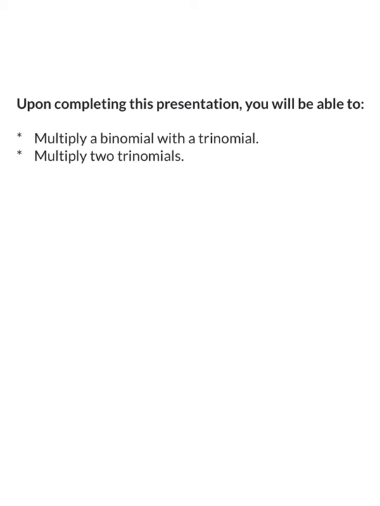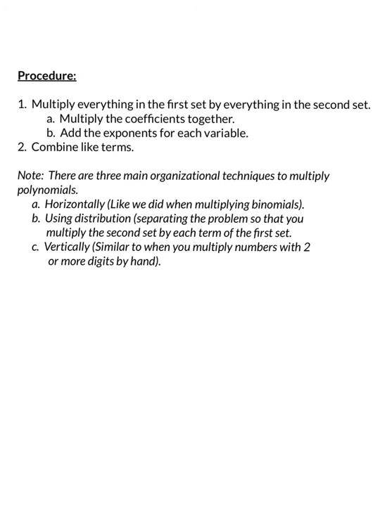Upon completing this presentation, you will be able to multiply a binomial with a trinomial and multiply two trinomials. Just like in all the other ones that we've talked about, we're going to use the basic idea of what it means to multiply polynomials together. The trick for this is multiply everything in the first set by everything in the second set. For each term, we want to multiply the coefficients together, add the exponents for each variable, and as soon as we are done with multiplying, we will combine our like terms.